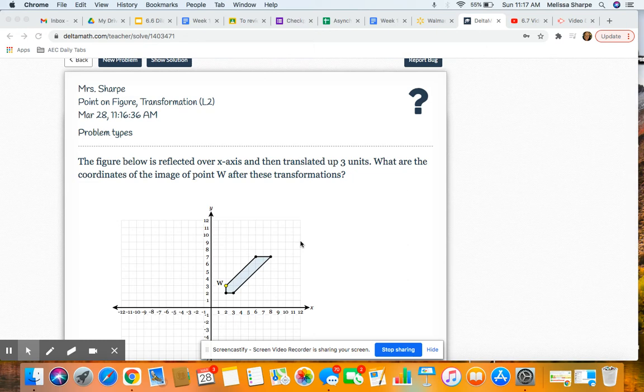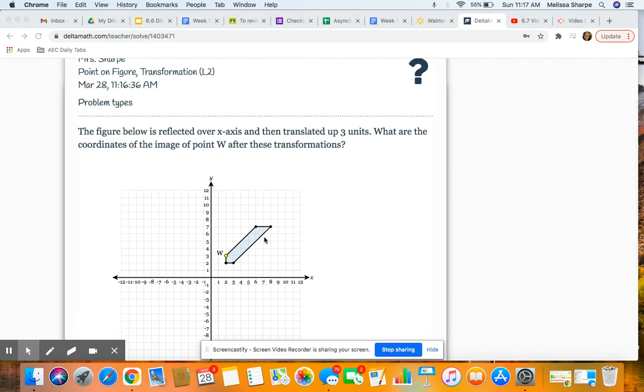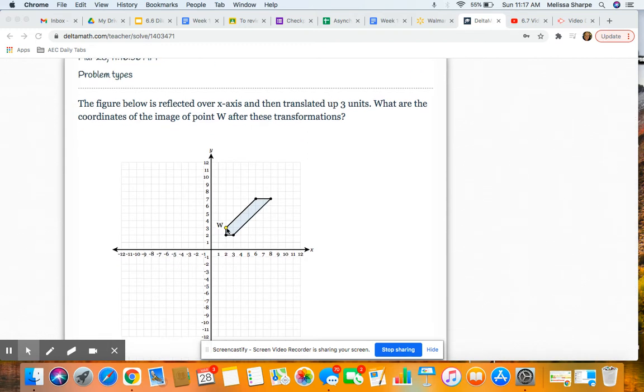Okay, now we're on to the section that's Point on a Figure Transformations Level 2. This figure is being reflected over the x-axis, so this way, and then translated up 3 units. So we reflect it first and then translate it up 3 units. What are the coordinates of the image of point W after these transformations?